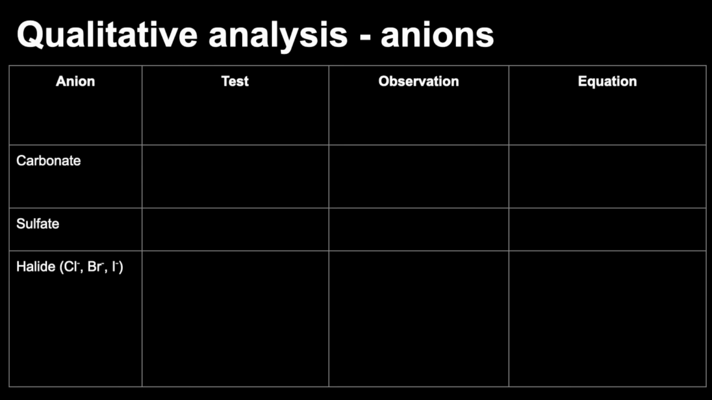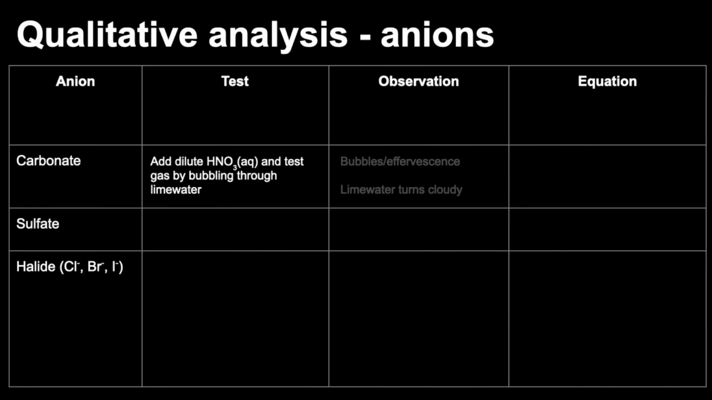So we'll move on to qualitative analysis of the anions now. Starting with the carbonate ion, you would add dilute acid. Nitric acid is normally the one that's used. You test the gas produced by bubbling through lime water. So obviously you've got a gas produced, so you're going to see bubbles, or you could say effervescence, and the CO2 will turn lime water cloudy. The equation looks like that.